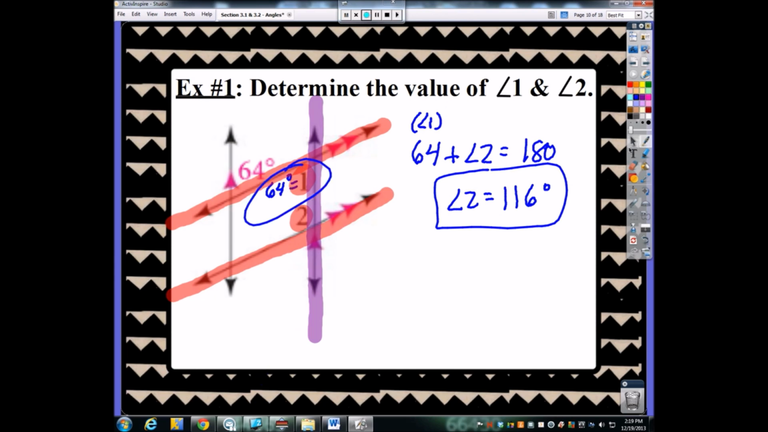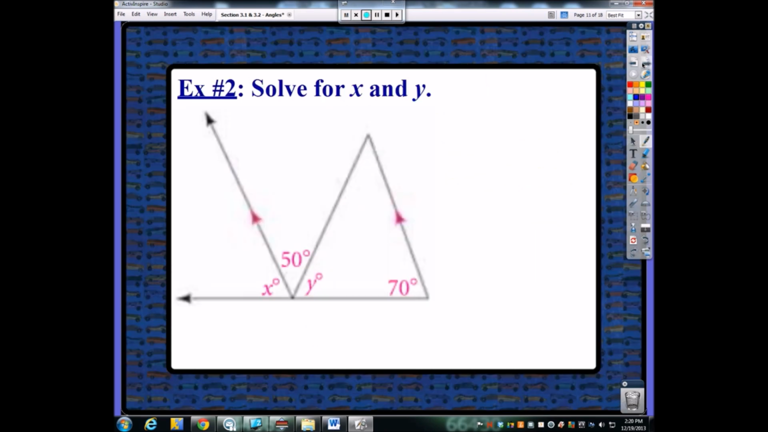And we're done. Okay? So again, I'm not going to write an explanation for this one, but you can see why that works. Angles 1 and 2, we have parallel lines. Therefore, angles 1 and 2, which are same side interior angles, must be supplementary as a result. So now I can do the math for it.